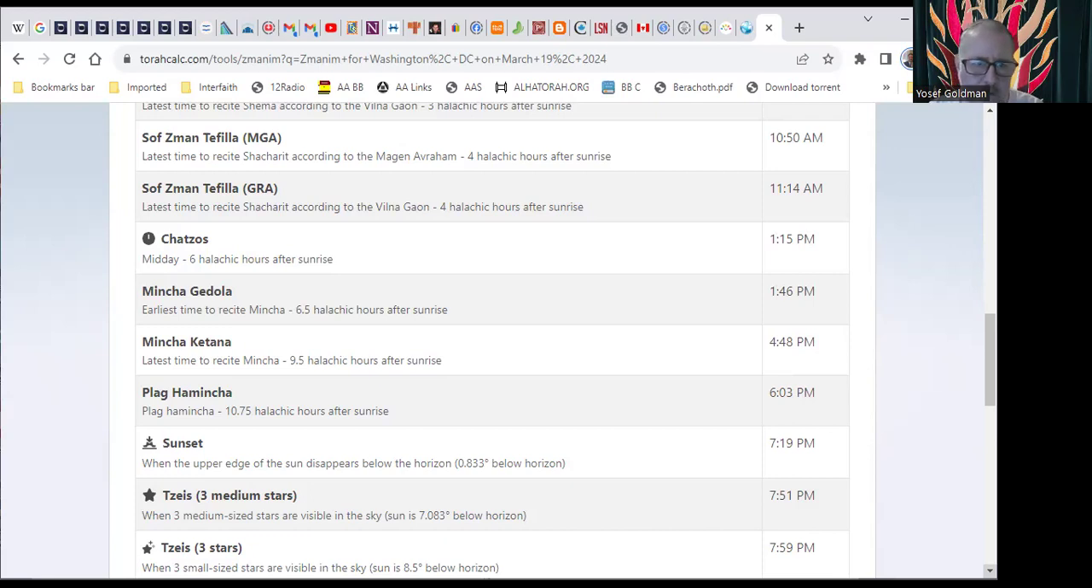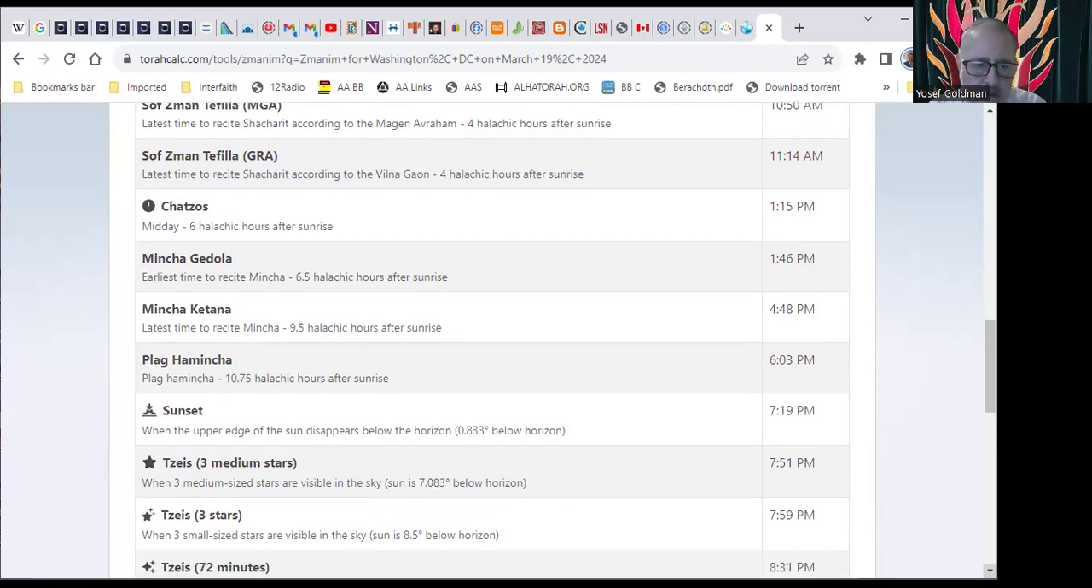So again, there's no argument between Magen Avraham and the Gra because it relates only to the morning, and the sunset is at 7:19 p.m. I would love it if tomorrow you can confirm this by what you looked at in the newspaper or online.